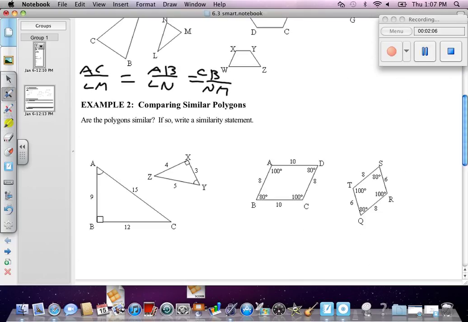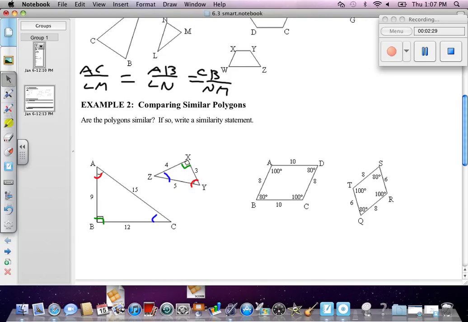Okay. Example 2, comparing similar polygons. We want to see if they're similar. So the first thing I'm going to do is say, okay, I know this angle is congruent to this angle. I know they're both right triangles, so these are congruent. And if 2 out of the 3 are congruent, then the third one has to be. Okay, so now I have to see if their sides are proportional.